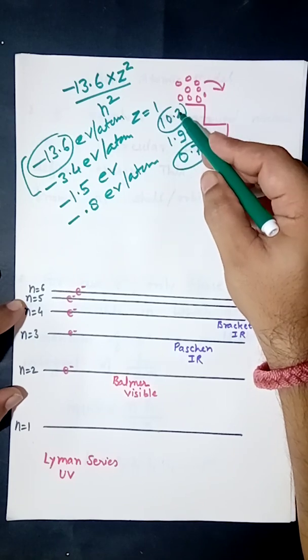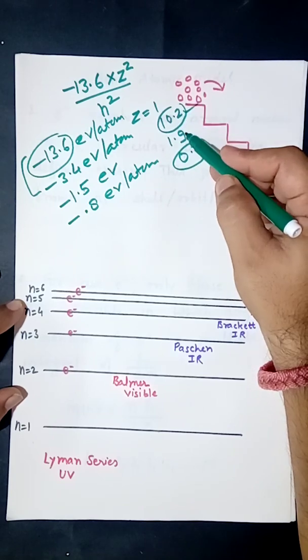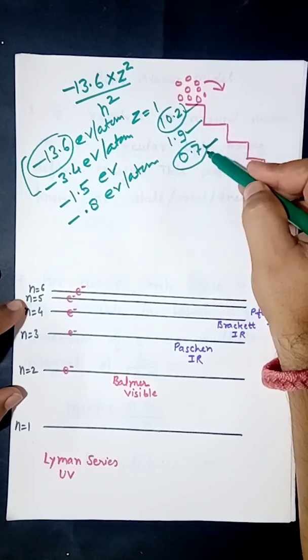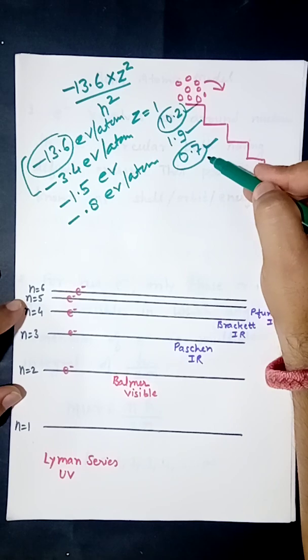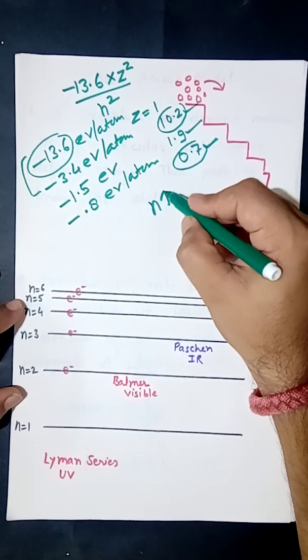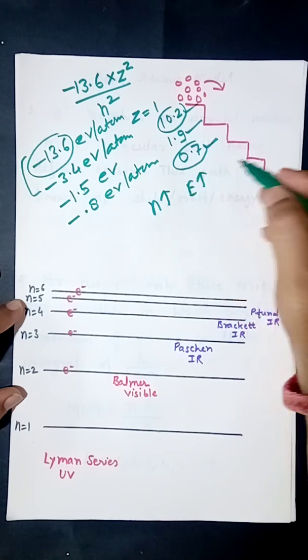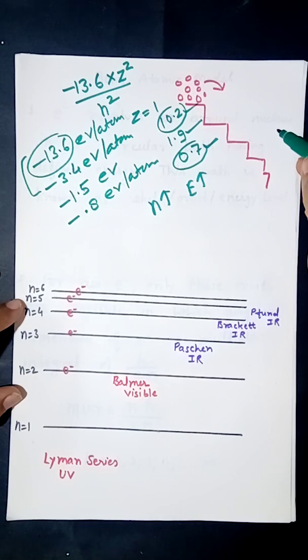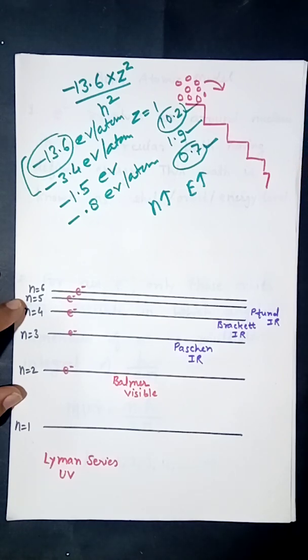So the maximum difference is between the first and second, then between the second and third, and between the third and fourth the difference of energy is minimum. So the conclusion is, when we increase the number of shells, the energy will increase, but the difference of energy between two successive shells continuously decreases.